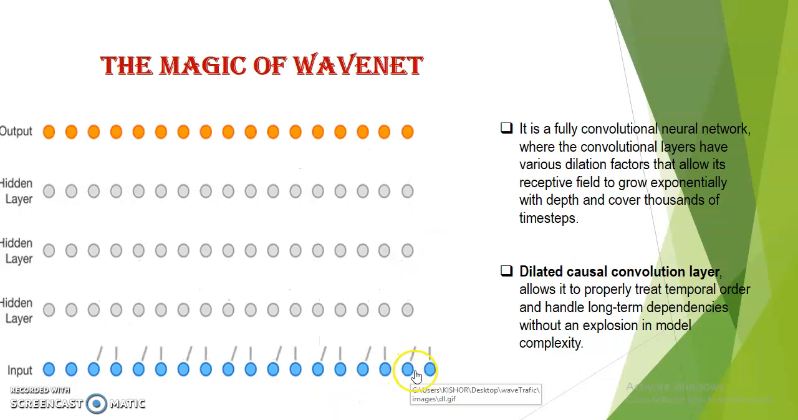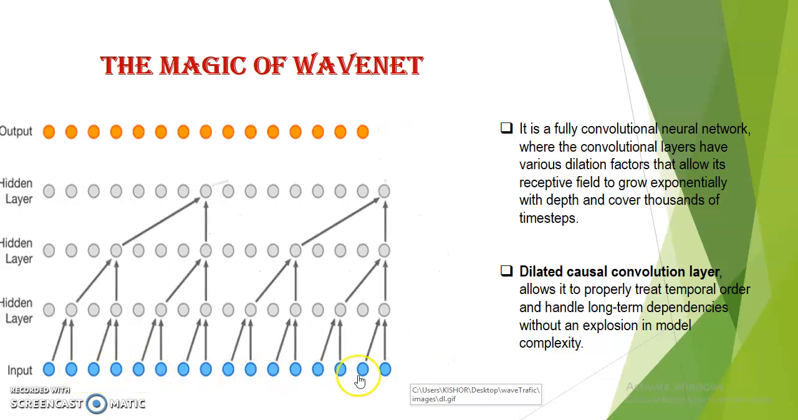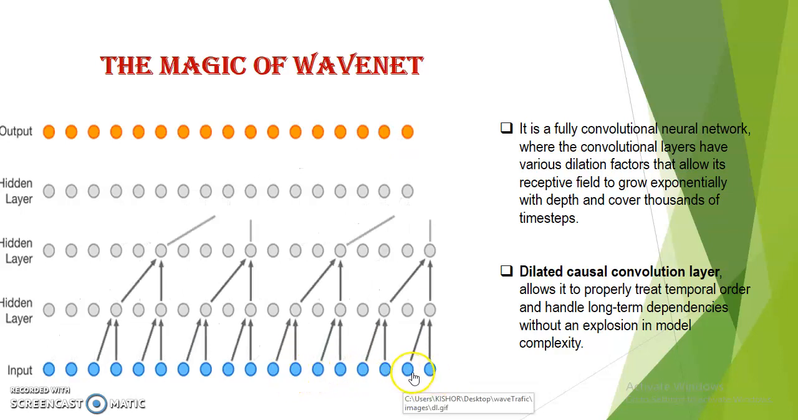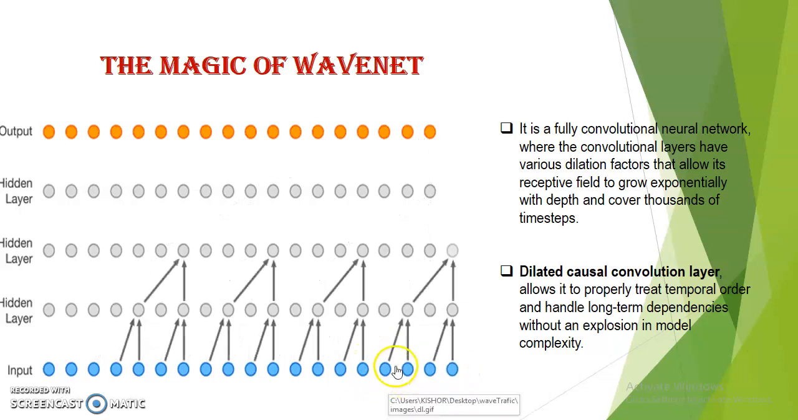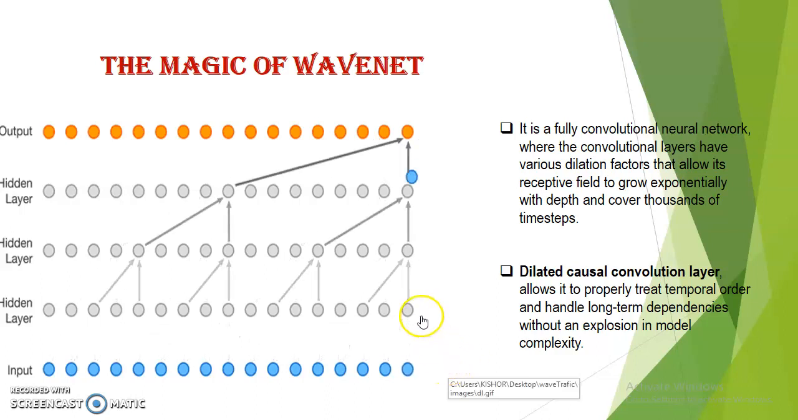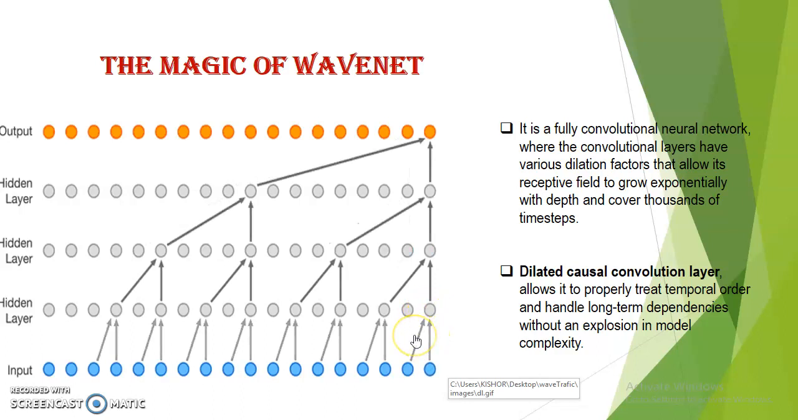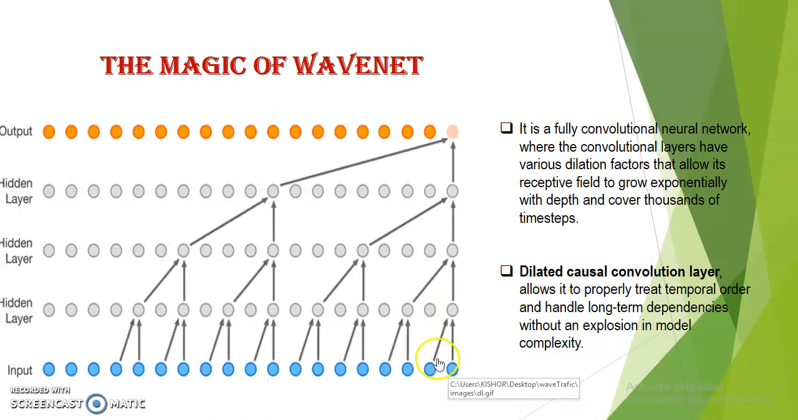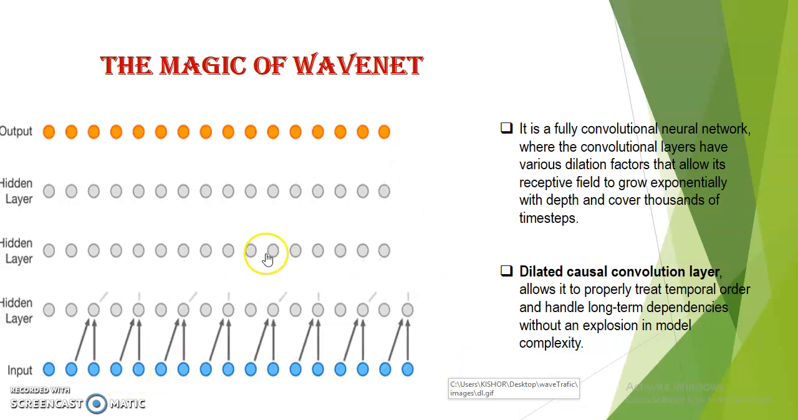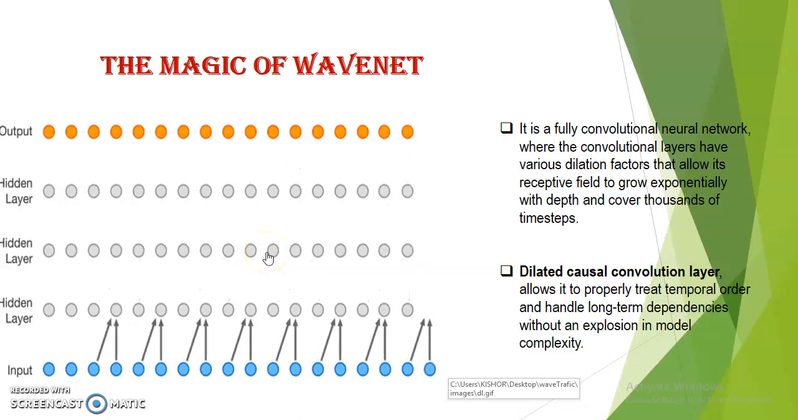If you see these blue dots, those are the values at different timestamps. If I consider this as t, then this will be t minus 1, t minus 2, t minus 3, and after it will be t plus 1, t plus 2, t plus 3. In that way, it is able to handle long-term dependency without an explosion of model complexity, meaning without making the model too complex. I will discuss that later in a broader manner.